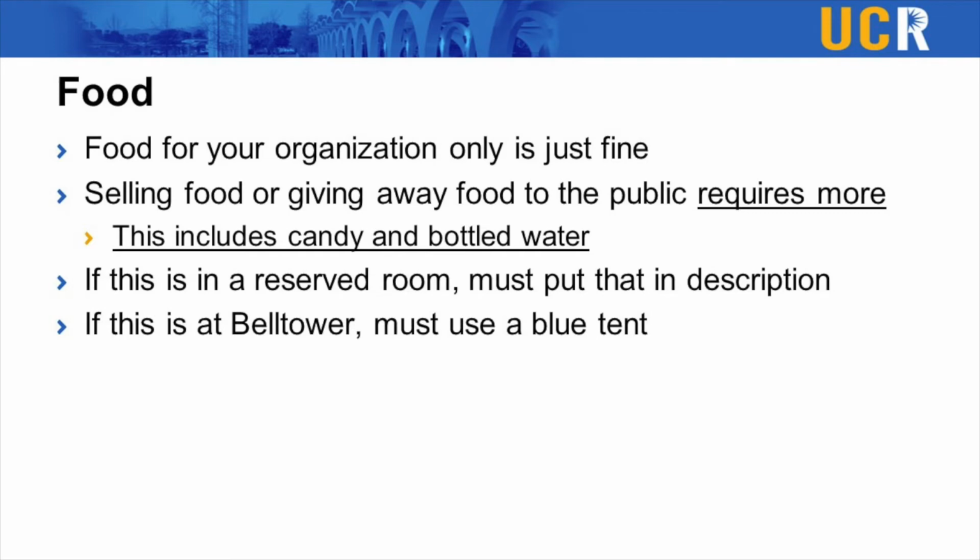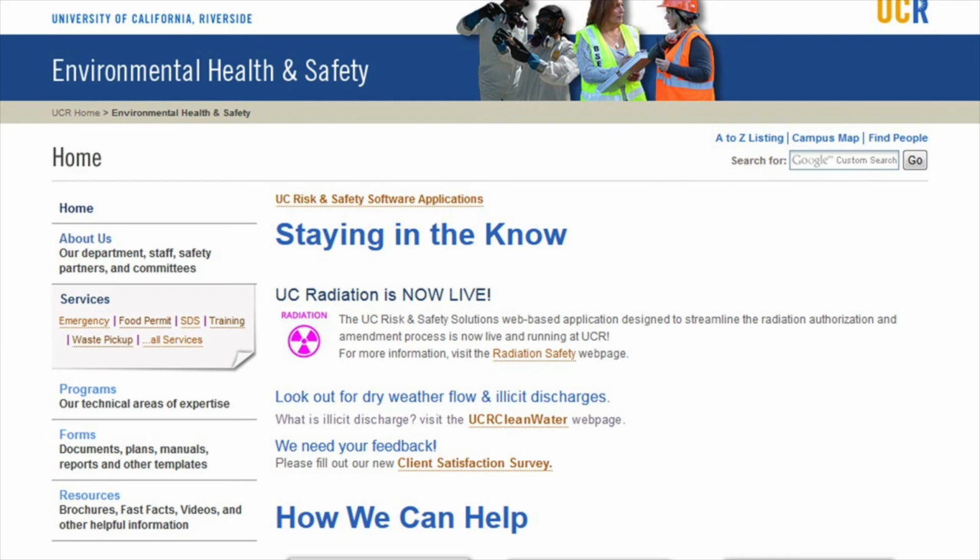If you want to sell or give out food at the bell tower, you must reserve a blue tent and give out the food that way. After you have a reservation, you need to go through a quick process through an office called Environmental Health and Safety, or EH&S for short.